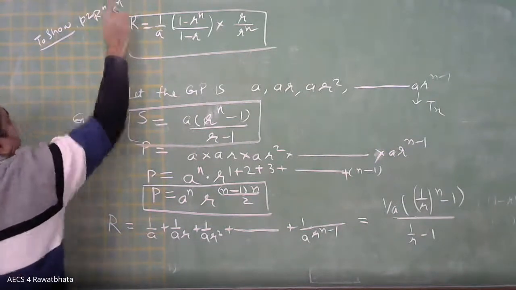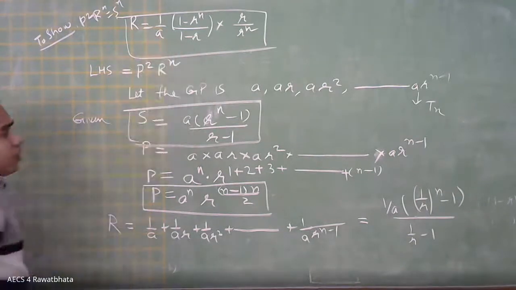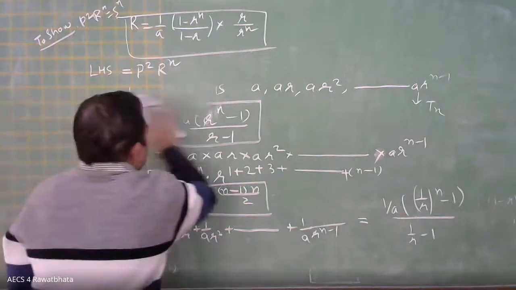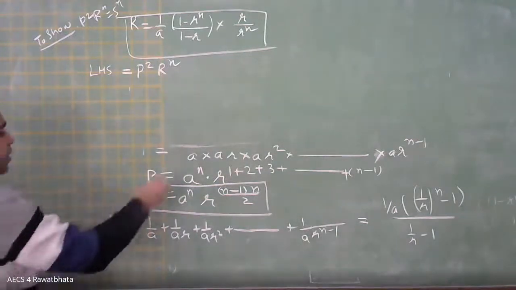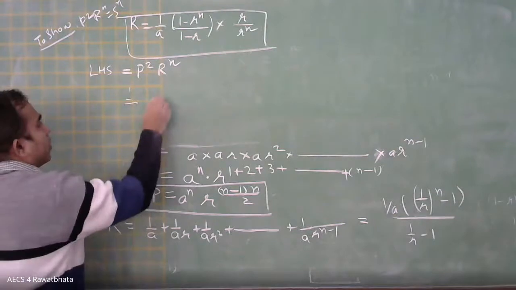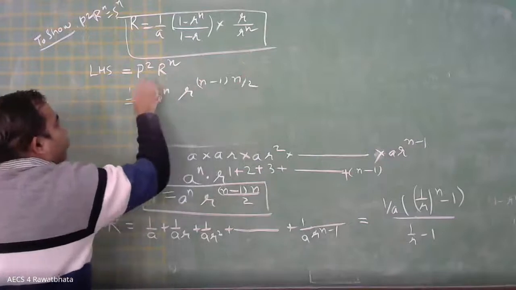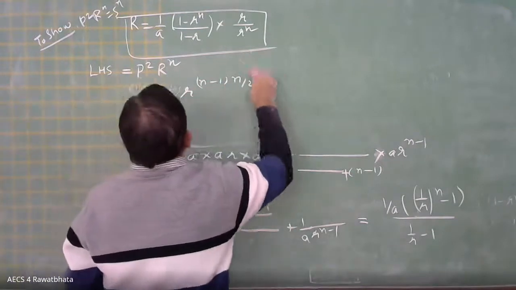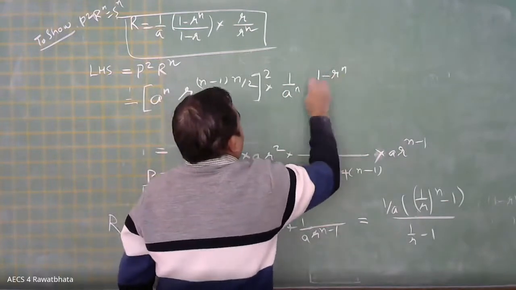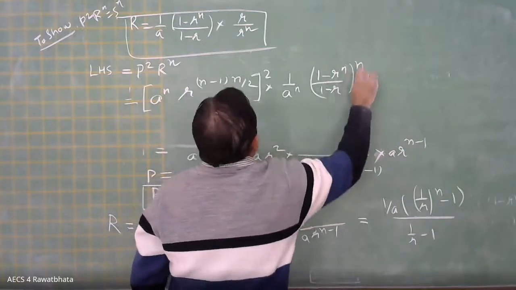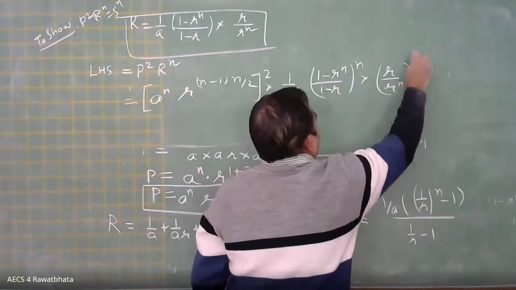So let us begin with LHS. LHS is P square R to power n. Let us put the values of P and R. P we have simplified, it was a to power n, r raised to power n into n minus 1 by 2, whole square, multiplied with R to power n, which is 1 upon a to power n, 1 minus r to power n upon 1 minus r, whole to power n, into r upon r to power n, whole to power n.